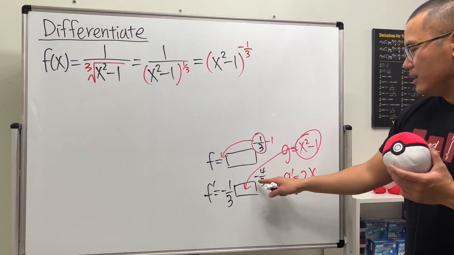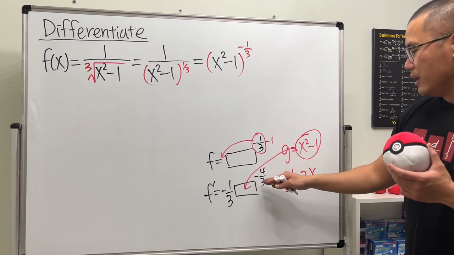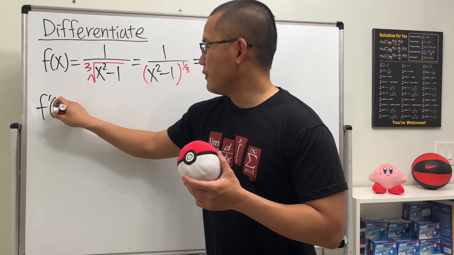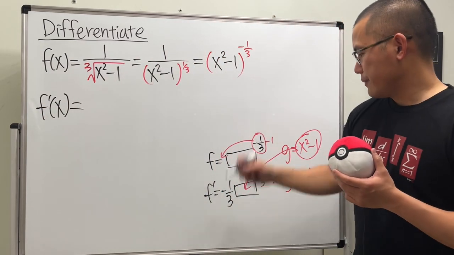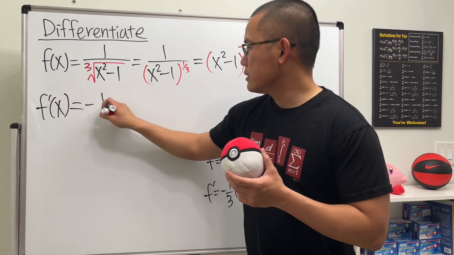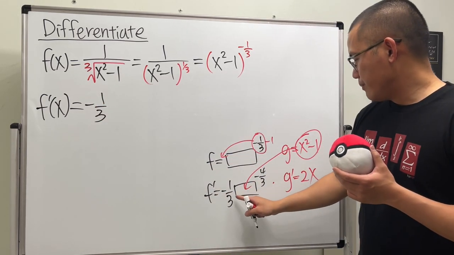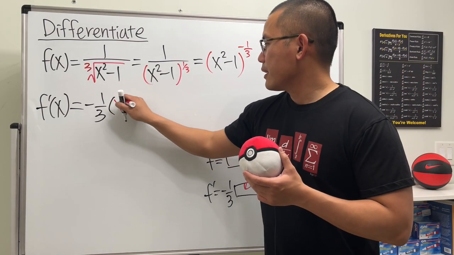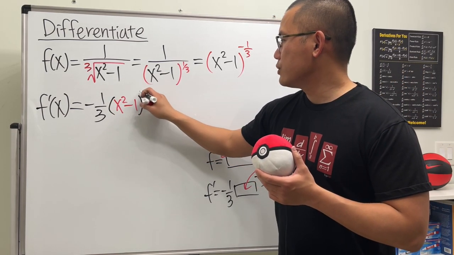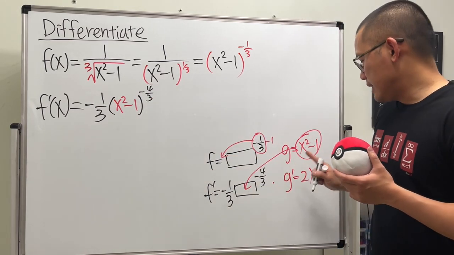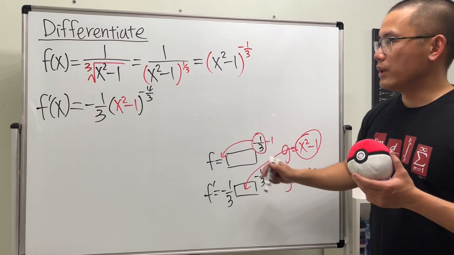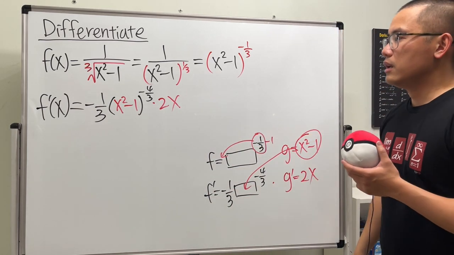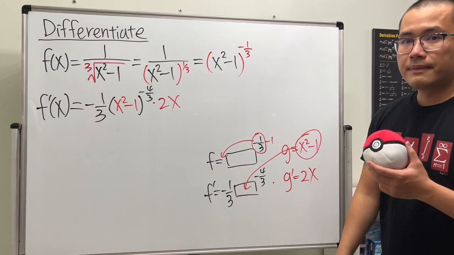I think this is okay. Even though you have negative 4 over 3 power, you can also bring that down. Perhaps let's write it down right here first. f prime of x, right, for the whole thing. We have negative 1/3, and then we have, don't use a box, use a parenthesis, and then we have the x squared minus 1 inside, raised to the negative 4 over 3 power, and then we also have to multiply by the 2x. Right, so this is the construction for the derivative with the box.